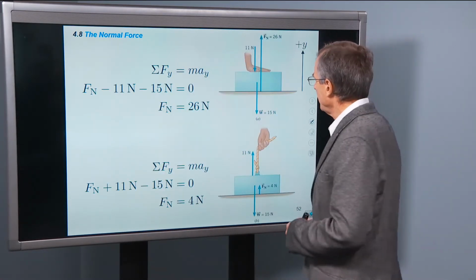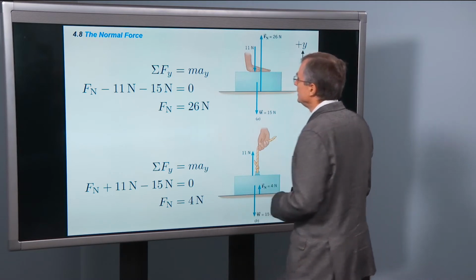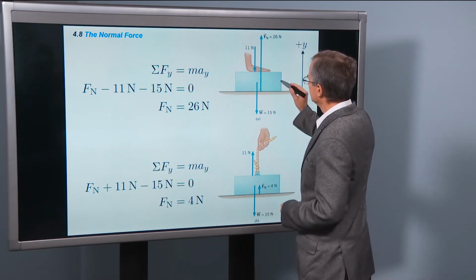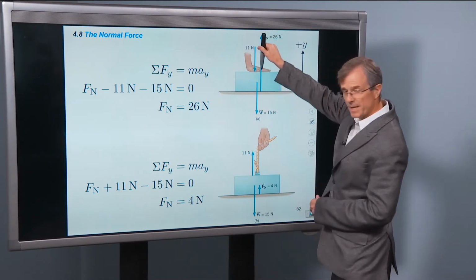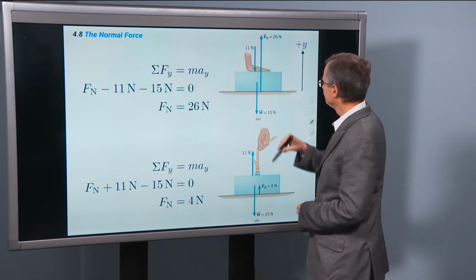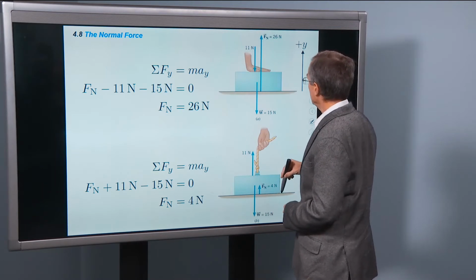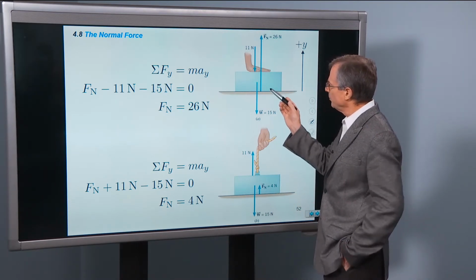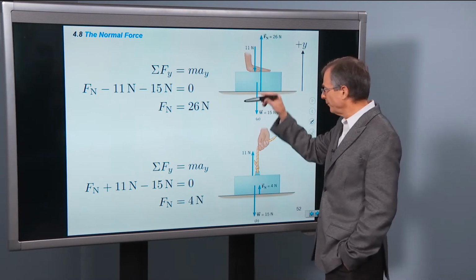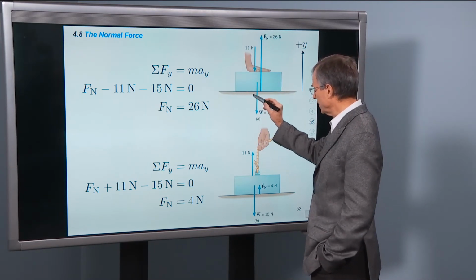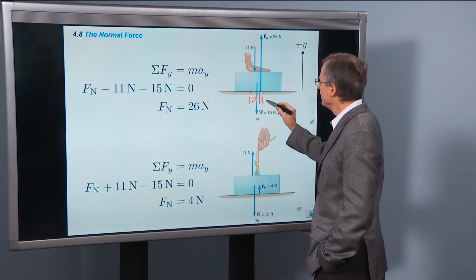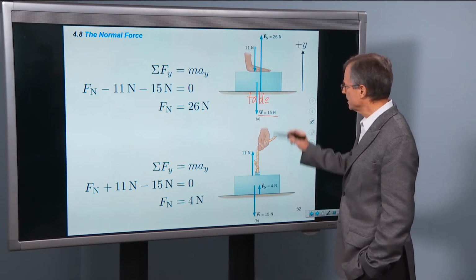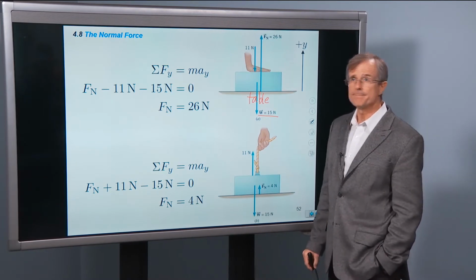Let's do an example. A wood block. Here's your hand. You're pushing down on the block, vertically downward. And the question is to find the normal force preventing this block from falling through the, let's just call this a table. Well, and you're given the weight of the block.